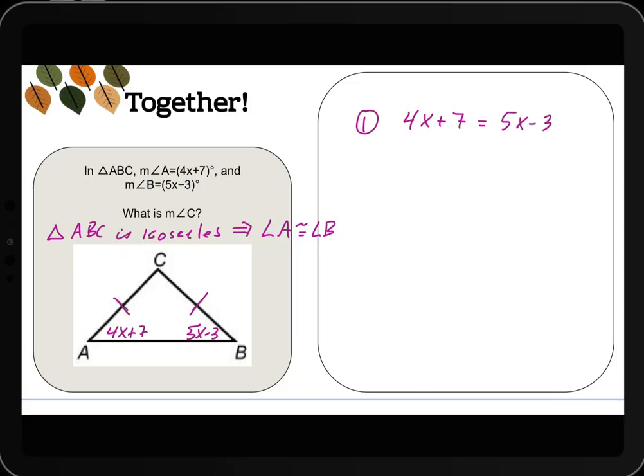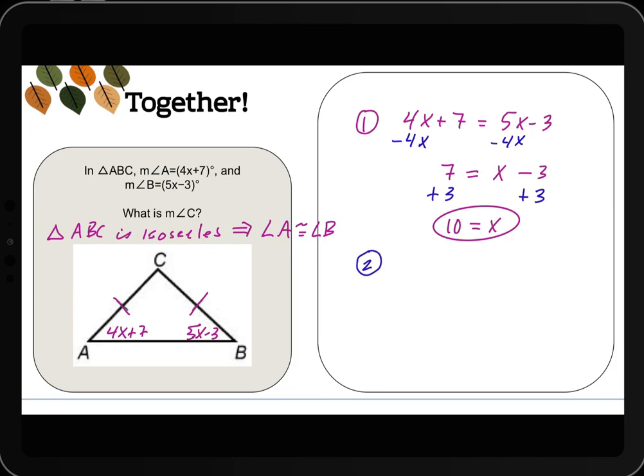And then we can go ahead and do some of our operations, subtracting the 4x as an example there. So here we've got 7 is equal to x minus the 3. Here we're going to add the 3 to the 7. So we end up with x is equal to 10. So I know that x is equal to 10 here. Then I can go ahead to the second step.